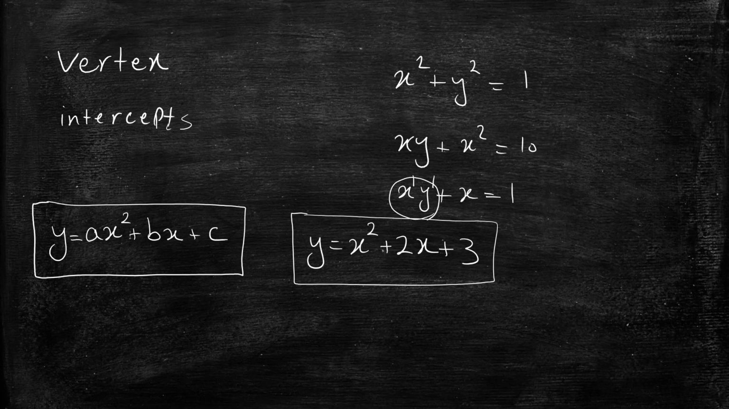So we're going to talk about this type of quadratic equations and their graph. The shape of this, when we graph it with two axes x and y, is called a parabola.